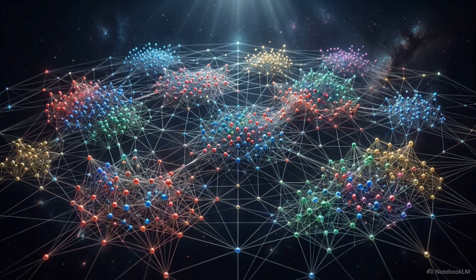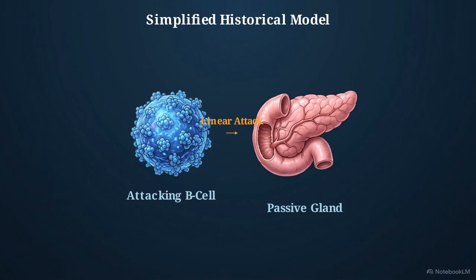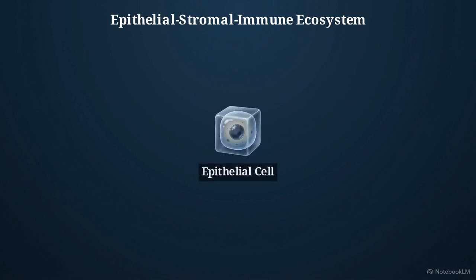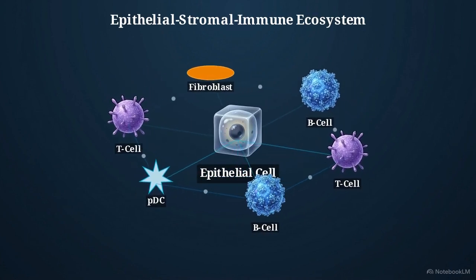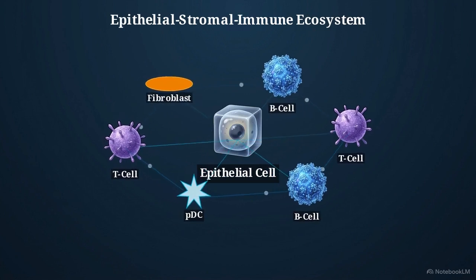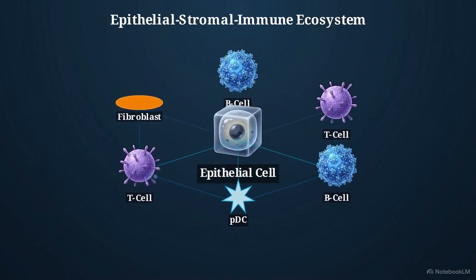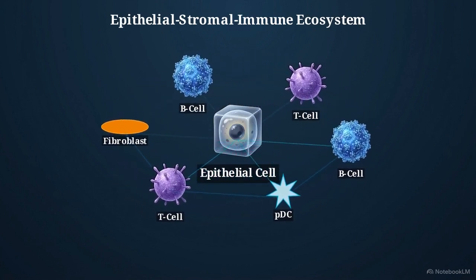Modern single-cell transcriptomics and spatial omics provide evidence that contradicts this linear model. These high-resolution tools reveal a complex, three-dimensional network where multiple cell types are physically and chemically interconnected. Sjogren's is a dynamically organized epithelial stromal immune ecosystem.